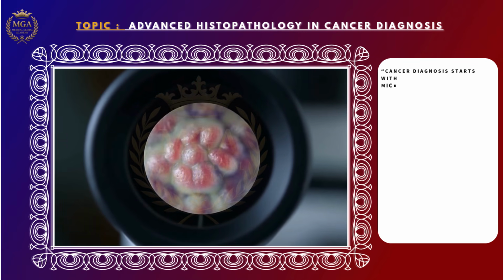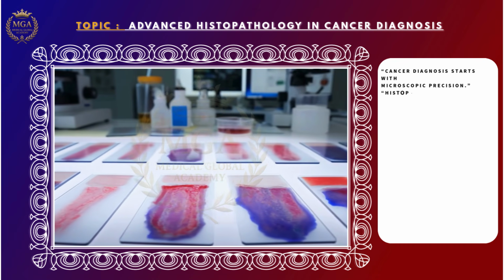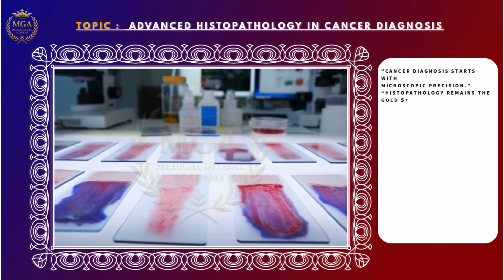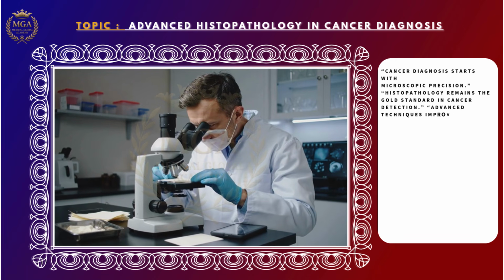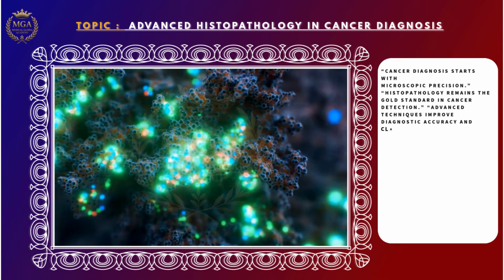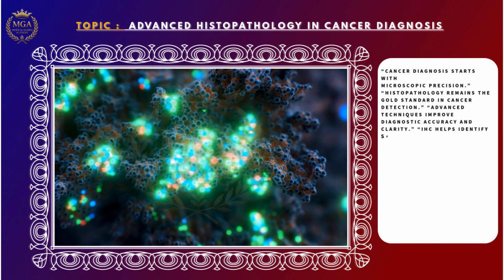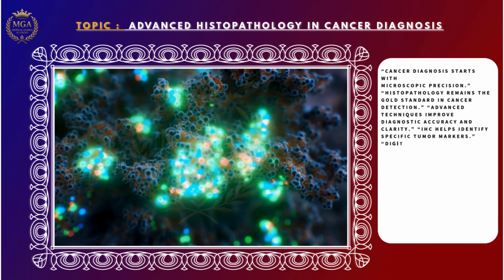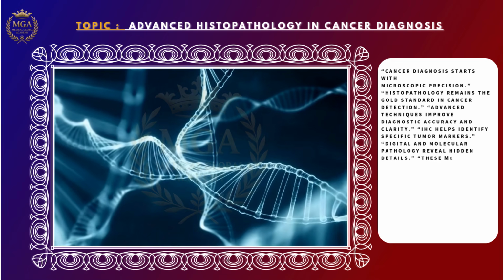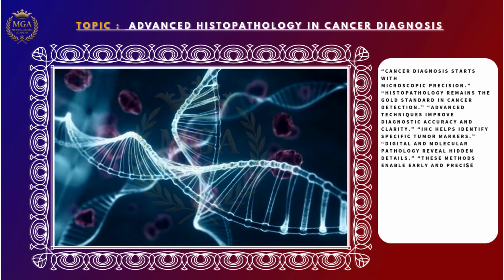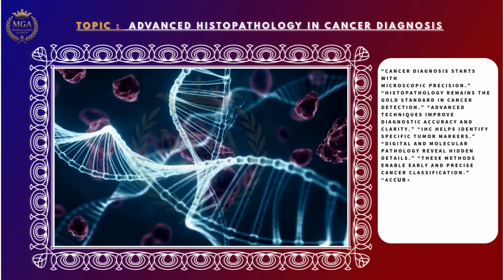Cancer diagnosis starts with microscopic precision. Histopathology remains the gold standard in cancer detection. Advanced techniques improve diagnostic accuracy and clarity. IHC helps identify specific tumor markers. Digital and molecular pathology reveal hidden details. These methods enable early and precise cancer classification.